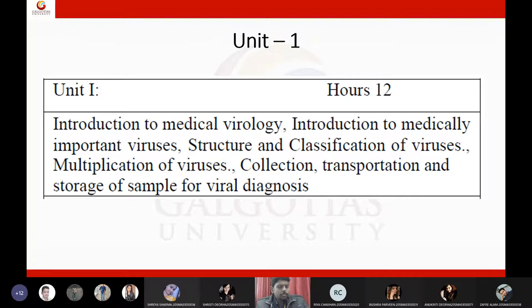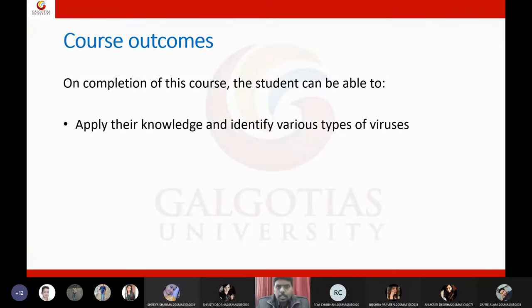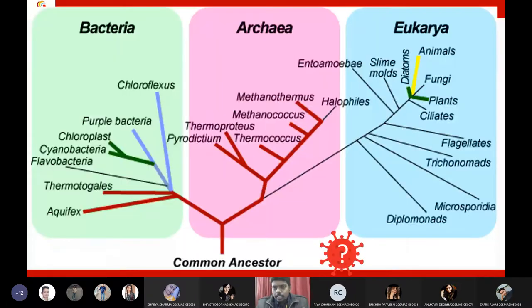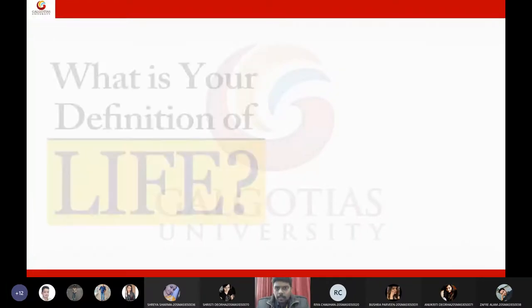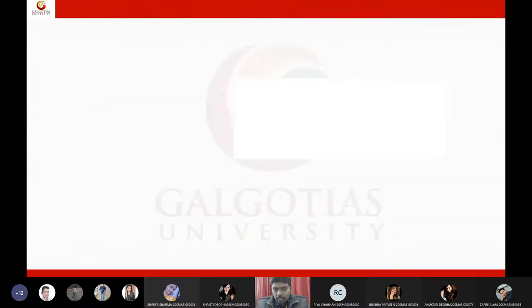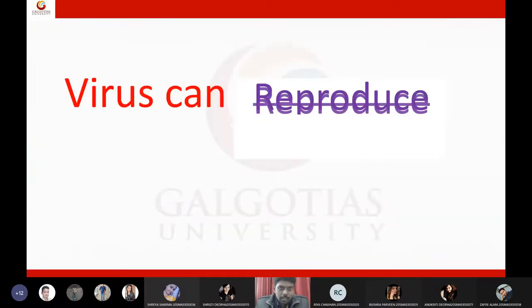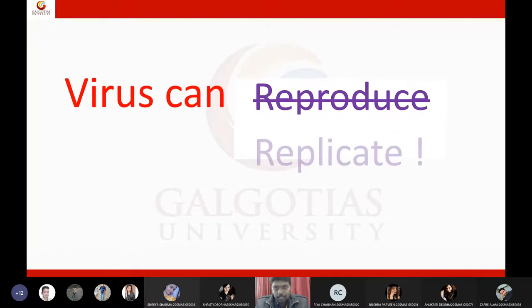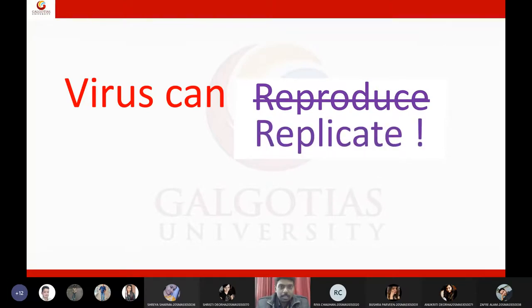Meanwhile, I will take a few minutes to revise the topics. So far we discussed that viruses are not living organisms, but they are still considered living organisms because they have the properties of replication and they are able to evolve. Because of this property, viruses are still classified as living organisms.